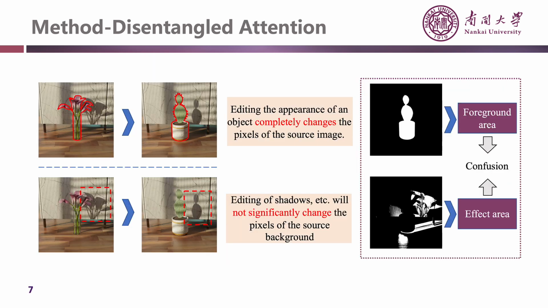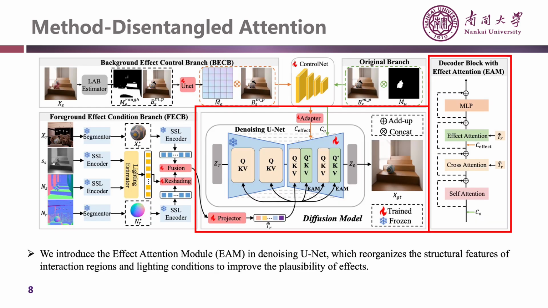Unlike object editing, modifications to scene effects typically build upon existing images without significantly altering the original pixels. Therefore, directly weighting the two branches causes confusion between the learning of interactions and subjects. To separate them, we introduce the effect attention module in the denoising unit, which reorganizes the structural features of interaction regions and lighting conditions to improve the plausibility of effects.